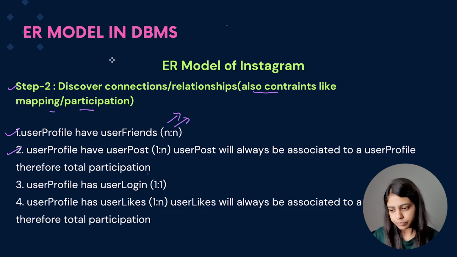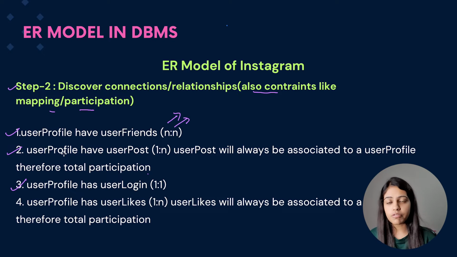So the third one is user profile has user login. Now one user profile always has one user login. Consider that two profiles are created, one I have created and one my sister has created. My sister would have a different username and different password, and I would myself have a different username and different password. So there is a one-to-one mapping.